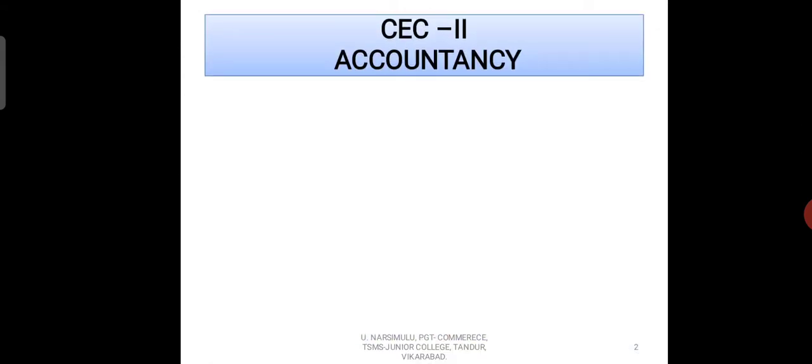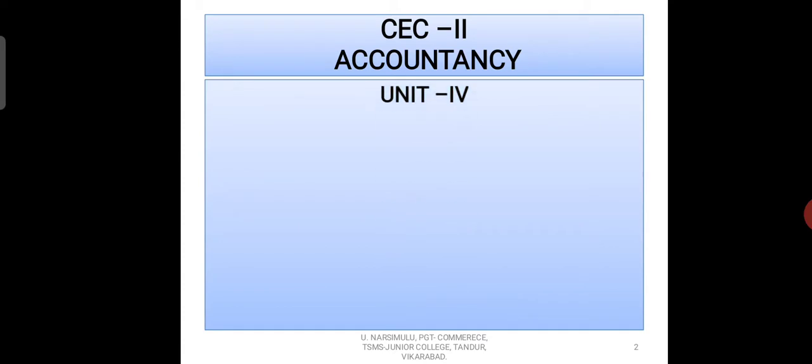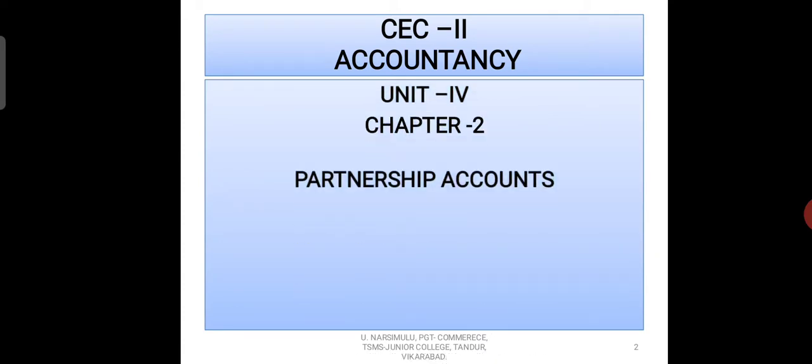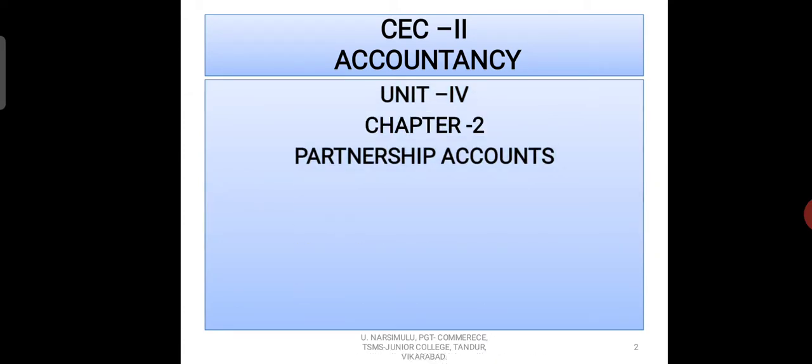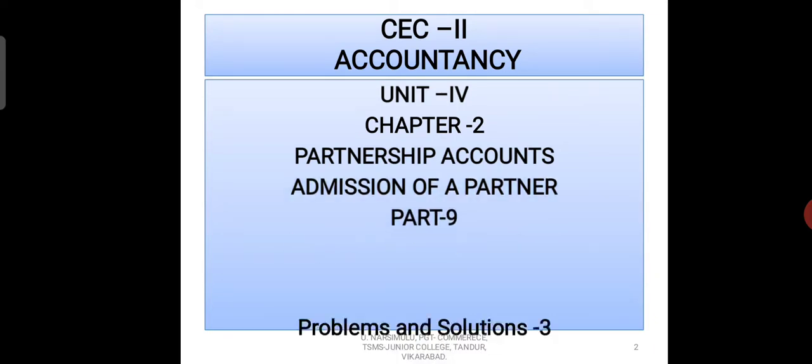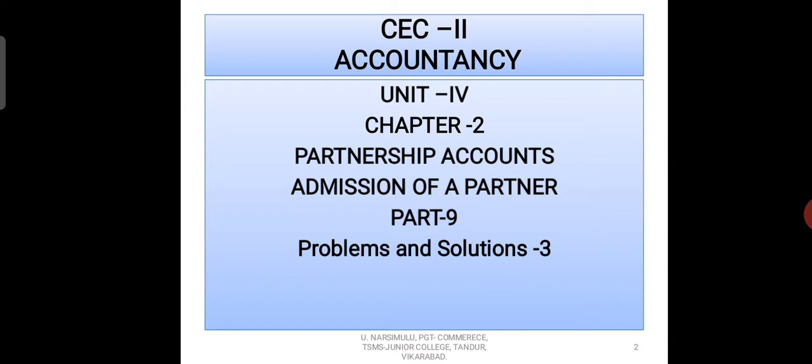Today I am going to teach you CEC Second Year Accountancy Unit 4 Chapter 2, Partnership Accounts, Admission of a Partner, Part 9, Problems and Solutions, number 3. So it is the third problem I will explain in this video.